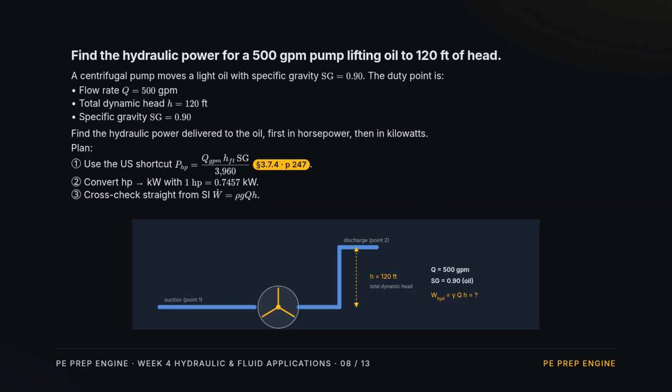Worked problem. A centrifugal pump moves a light oil, specific gravity 0.9. The duty point, 500 GPM, 120 feet of head. Find the hydraulic power delivered, first in horsepower, then in kilowatts. The plan: use the US shortcut, then convert horsepower to kilowatts. Then cross-check from the SI form, rho g QH.